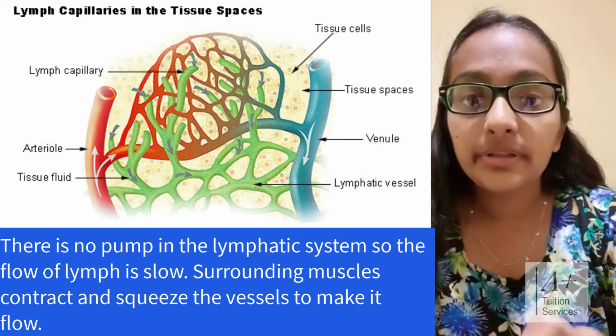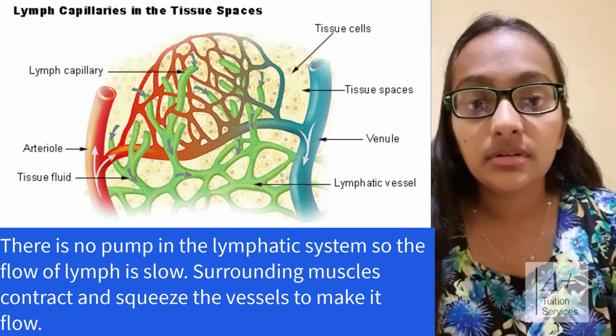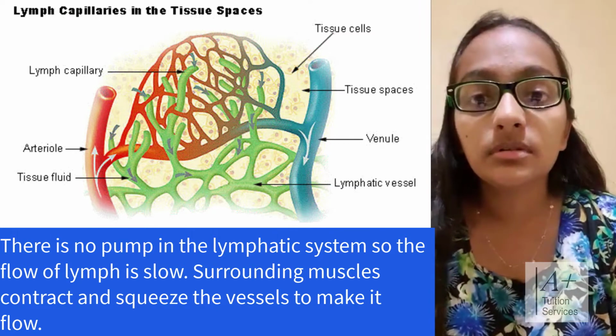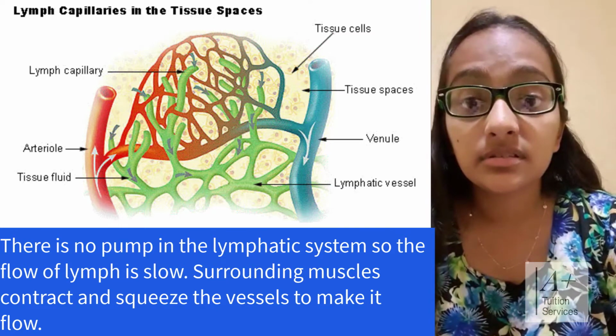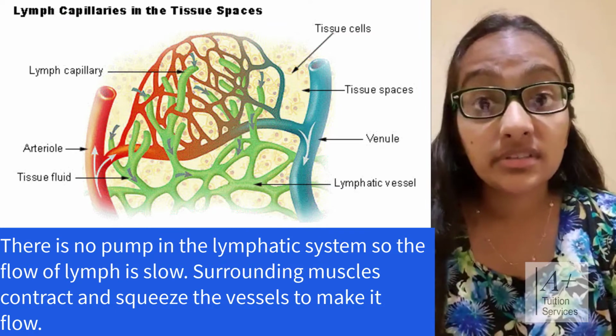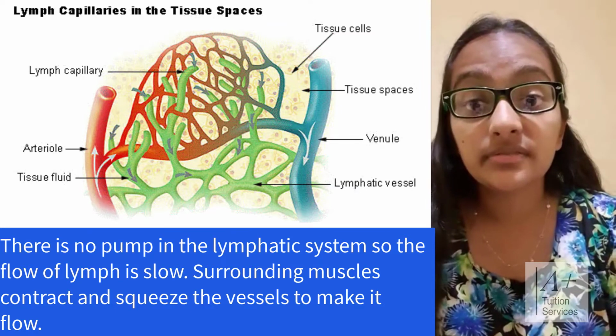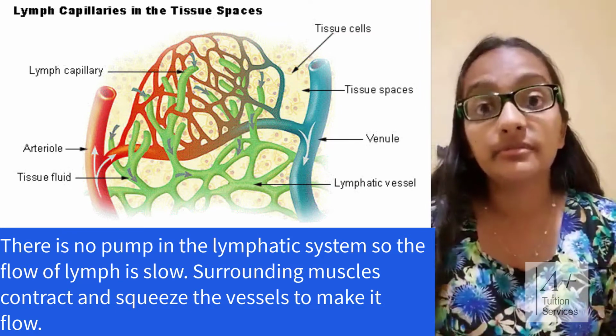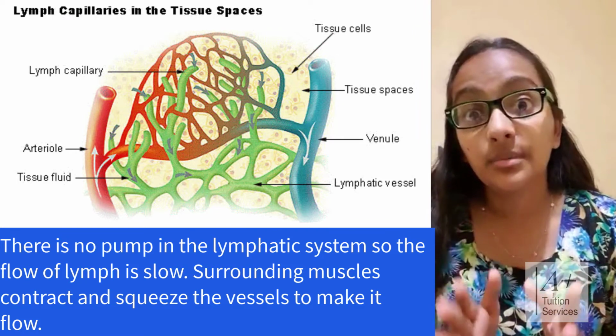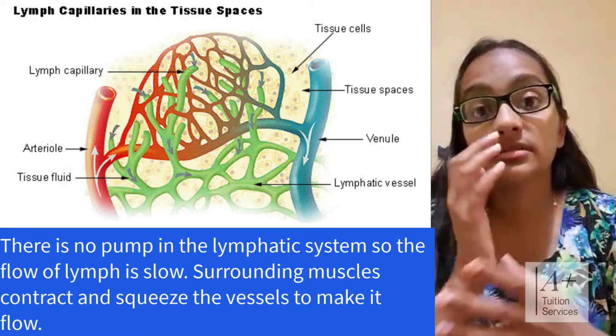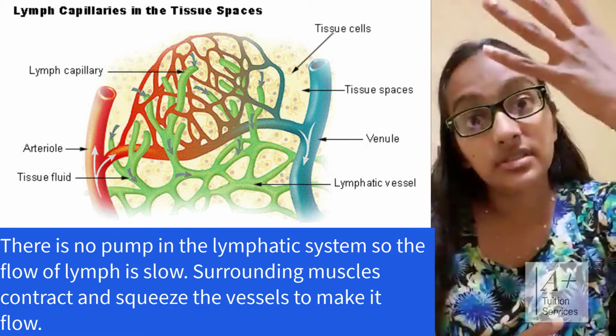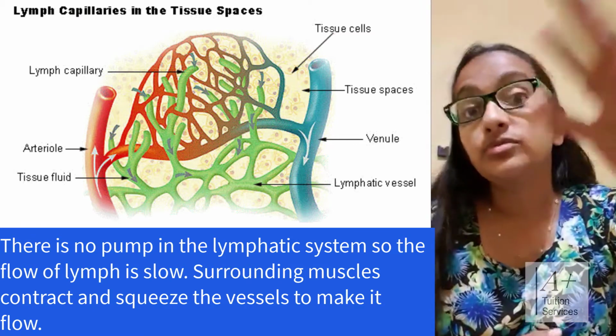There's no pump in the lymphatic system, so the flow of lymph is slow. Surrounding muscles is what causes the lymph to flow, because it squeezes the vessel and makes the lymph flow. So it gives it like a propellant mechanism. When the muscle contracts, it basically pushes the lymph through.